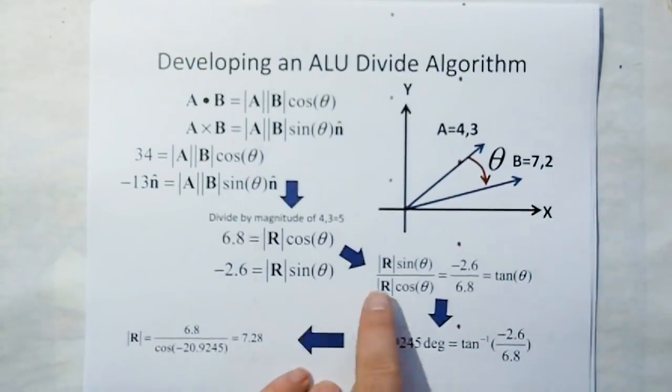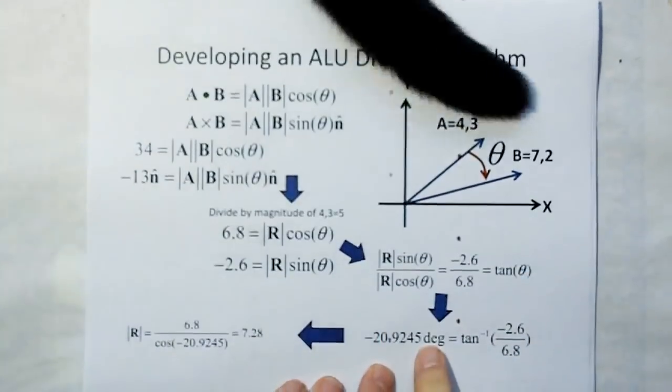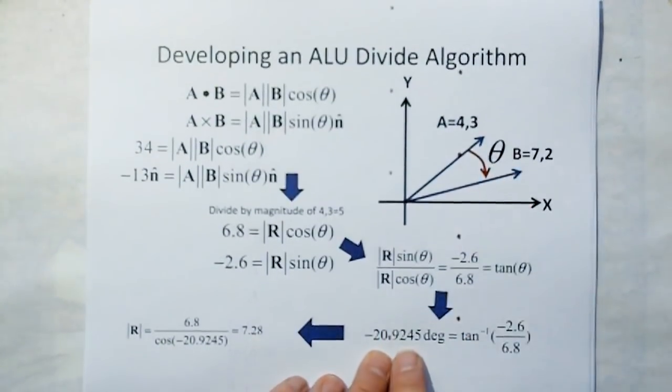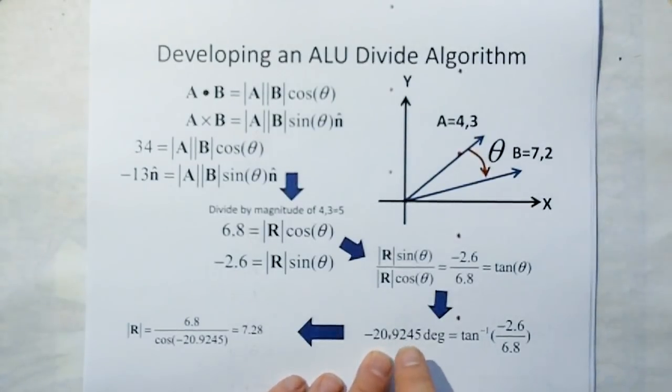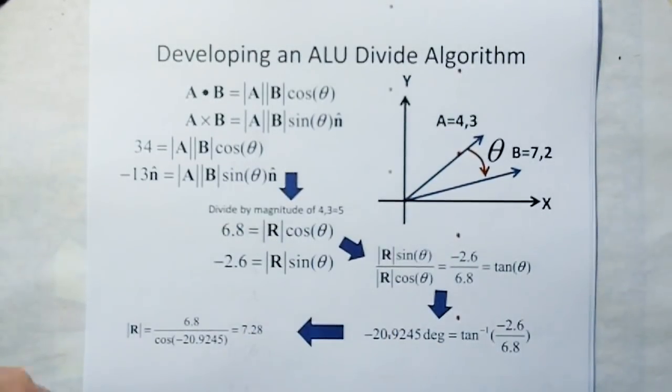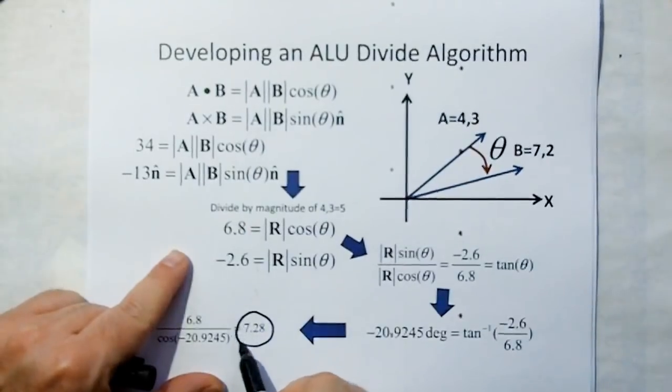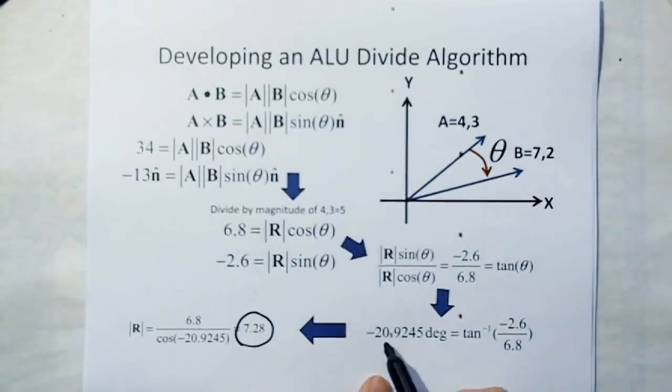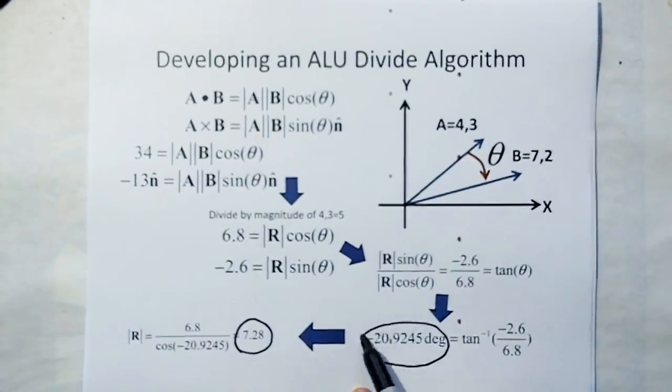So then we can divide these 2 out, which comes out to be the tangent, solve for the tangent, and then we get the angle. So this angle we can determine is about minus 21 degrees. Okay, and then we can put this 21 degrees back in, and then we can solve for the magnitude. So now it looks like we have the full answer. We know that the magnitude of the resultant vector should be 7.28, and the angle, what does this angle mean?